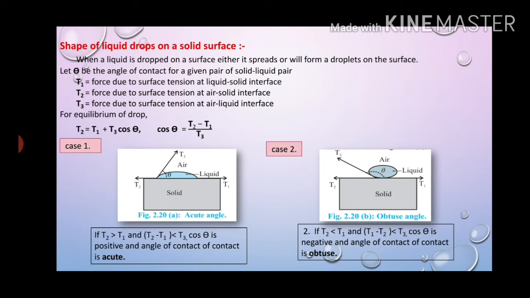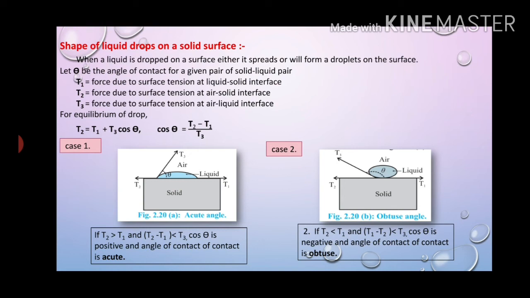So we have an equation for equilibrium of the drop: T2 is equal to T1 plus T3 cos theta. Over here, cos theta is equal to T2 minus T1 divided by T3. Let us see some of the cases according to this equation. When the values of the T's are changed, it will affect theta, so according to these values, theta will be changing.